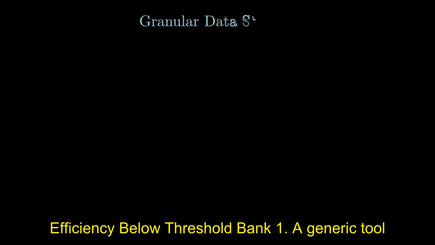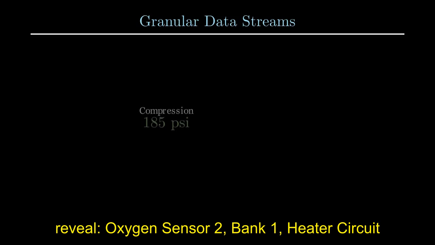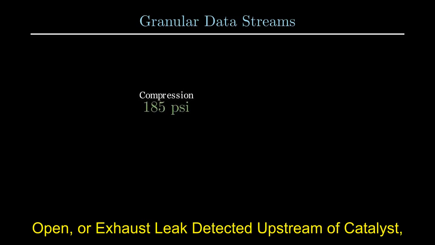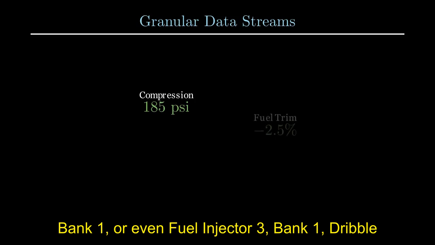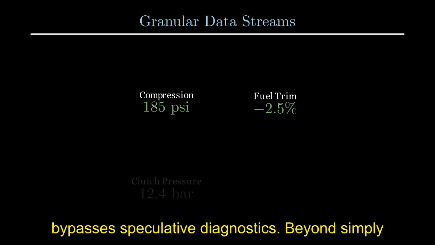Consider a P0420, catalyst system efficiency below threshold bank 1. A generic tool provides only this. An OEM tool, however, could reveal oxygen sensor 2, bank 1, heater circuit open, or exhaust leak detected upstream of catalyst, bank 1, or even fuel injector 3, bank 1, dribble fault. This direct identification of the root cause bypasses speculative diagnostics.